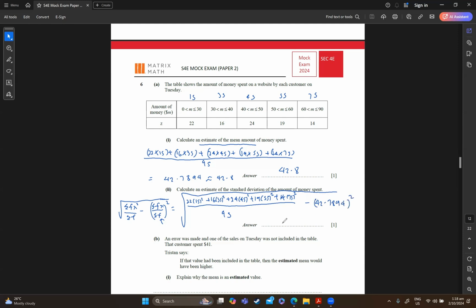Okay, key this entire thing in calculator, you should get 19.31. Round it off to 3SF, 19.3.